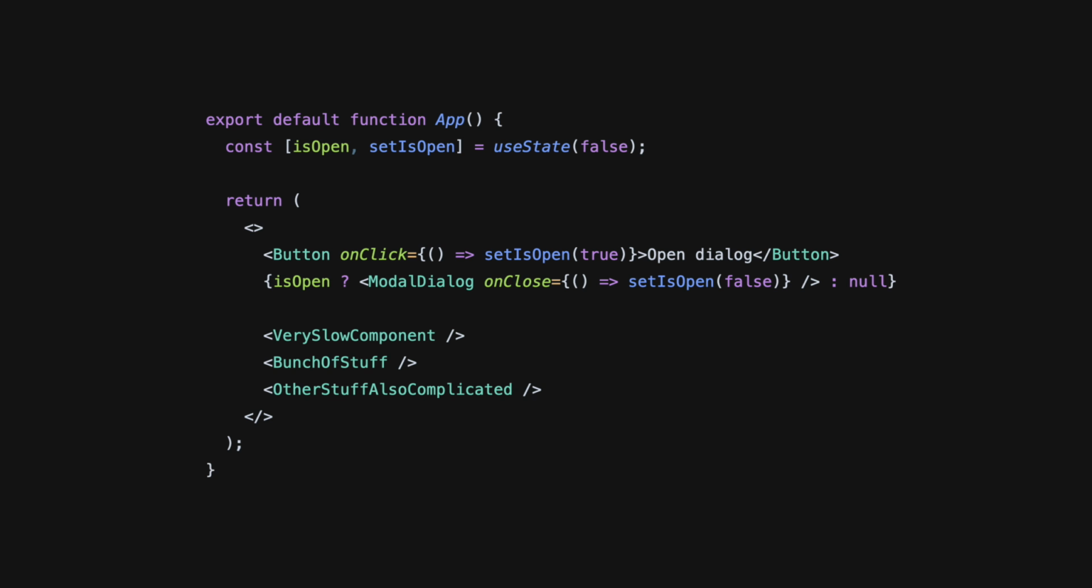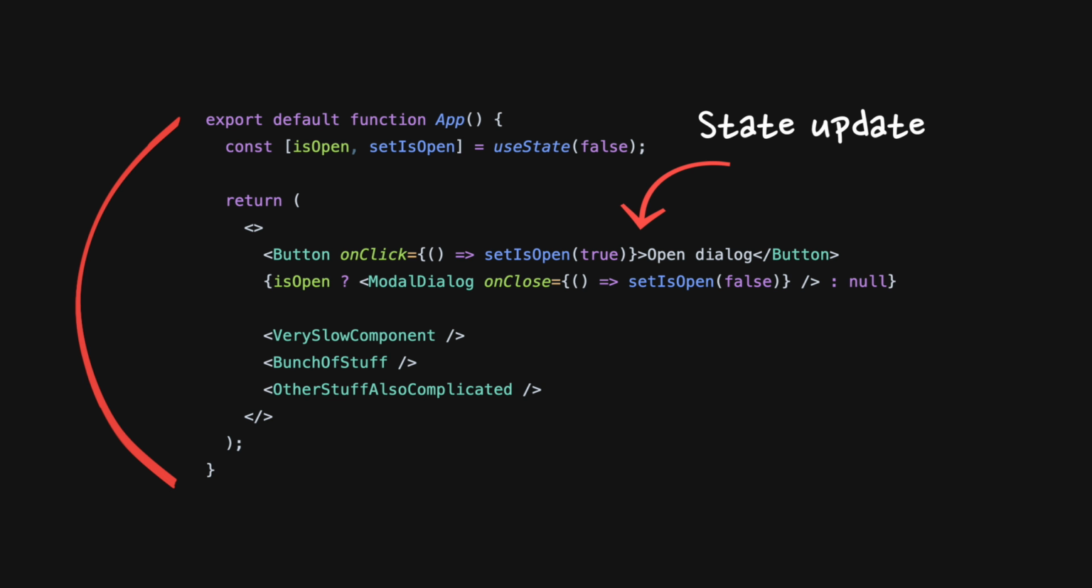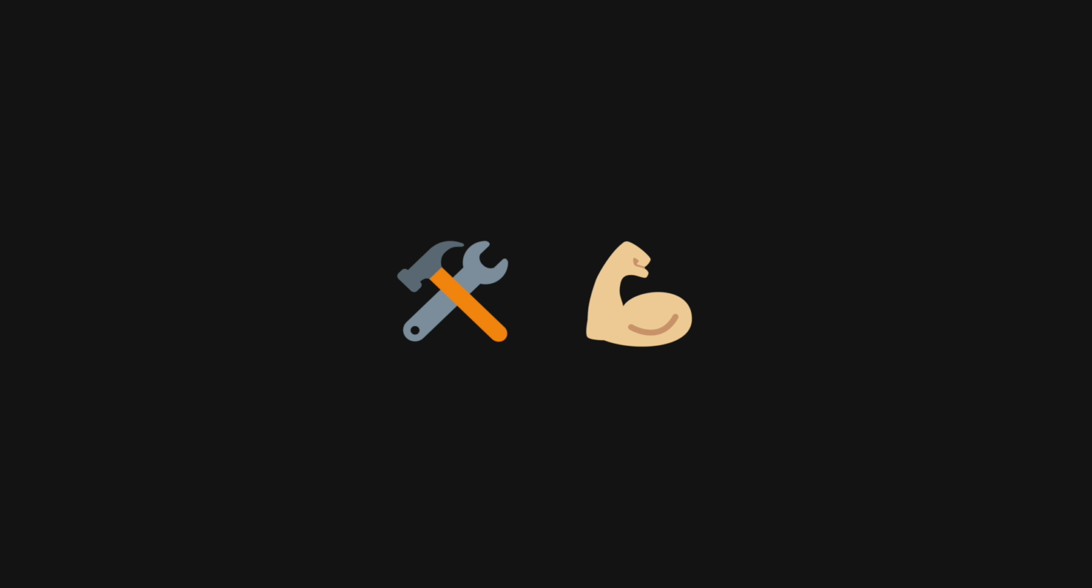If you imagine a typical React app as a tree, everything down from where the state update originated will be re-rendered. The component itself, its children, children of the children, and so on. From the code perspective, it means that when the state update is triggered here, the app component and everything inside it will re-render, including our very slow and complicated components. And here's your 1-second delay. The app needs to re-render everything before it can show the dialog. We're going to solve it in a minute.